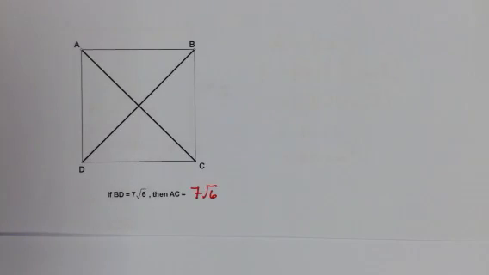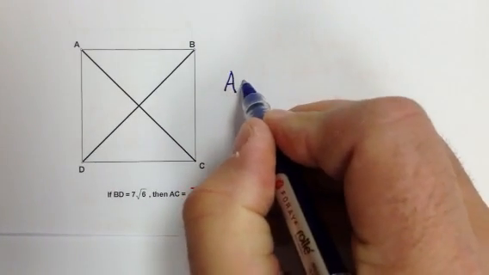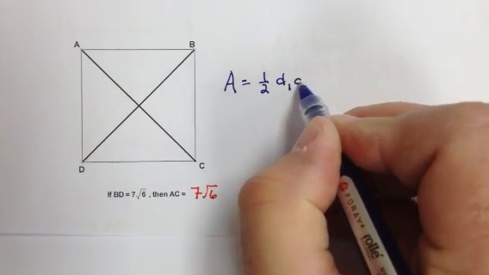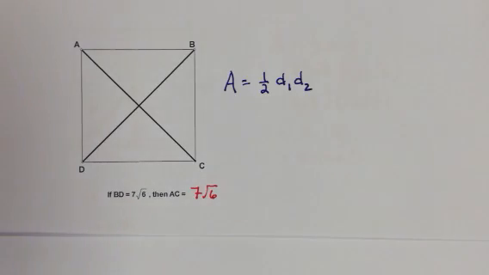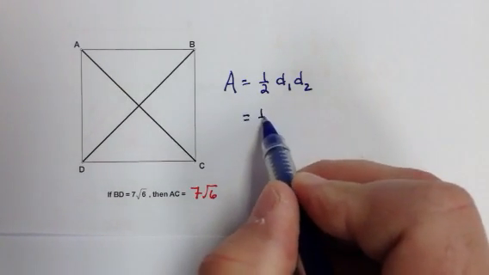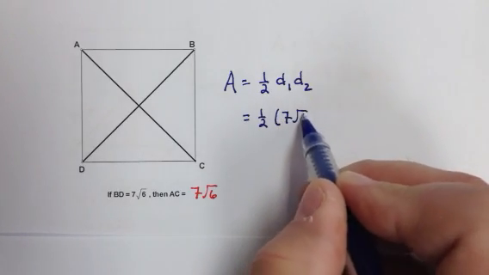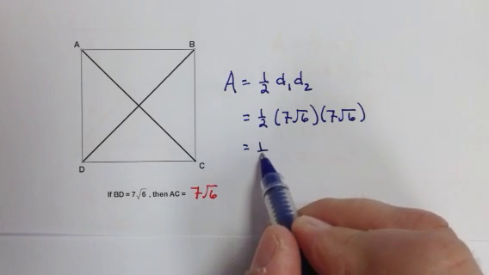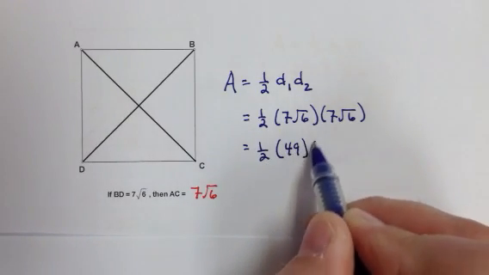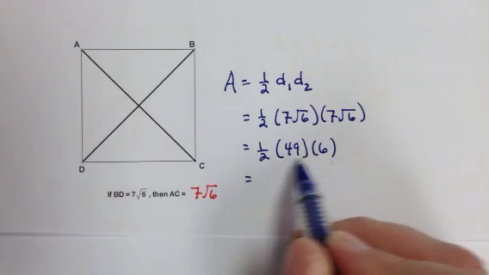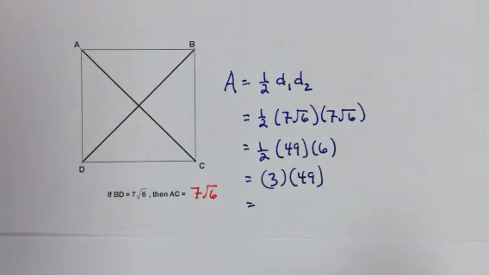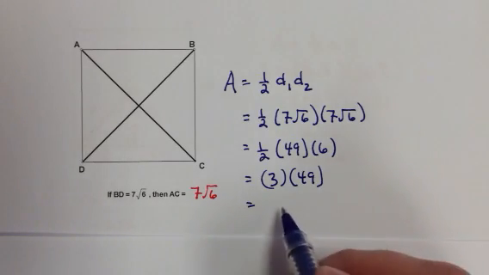So I could find the area for this one by using the formula 1/2 of the product of the diagonals. A square is a rhombus. So 1/2 7 radical 6 times 7 radical 6. So 1/2 times 49 times 6. Half of 6 is 3. And I'm back to 3 times 49 again, which is 147.